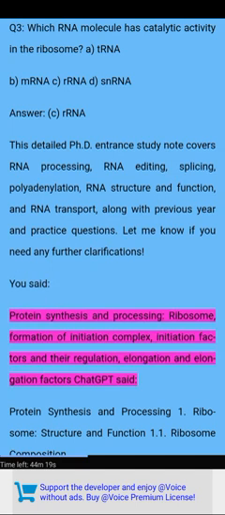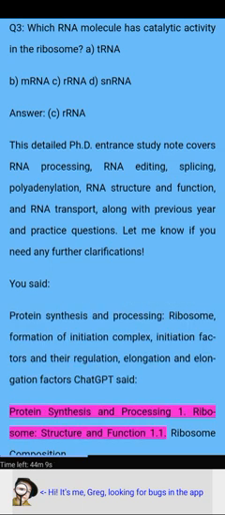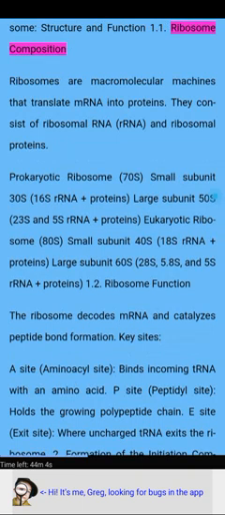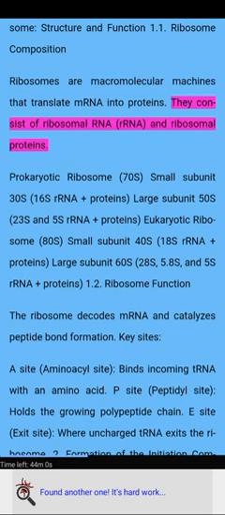Protein synthesis and processing: ribosome, formation of initiation complex, initiation factors and their regulation, elongation and elongation factors. 1. Ribosome, structure and function. 1.1. Ribosome composition. Ribosomes are macromolecular machines that translate mRNA into proteins. They consist of ribosomal RNA, rRNA, and ribosomal proteins.